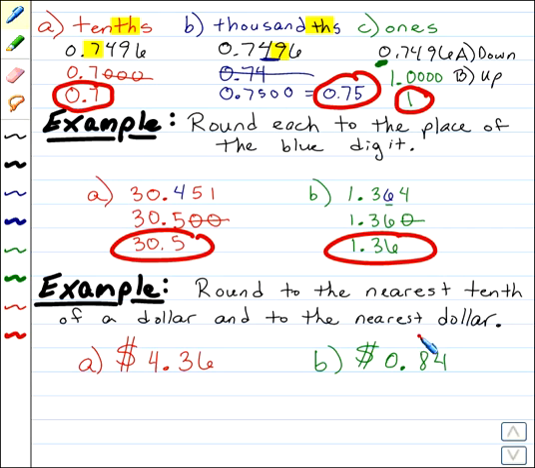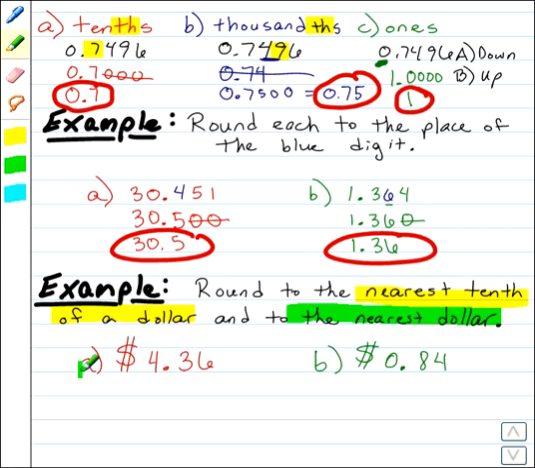Now let's try an example with real life stuff, like money. We love money. Round to the nearest tenth of a dollar and to the nearest dollar. Okay, this is a trick question. It's asking for two different things. The nearest tenth of a dollar and to the nearest dollar. So we have to give two different answers.